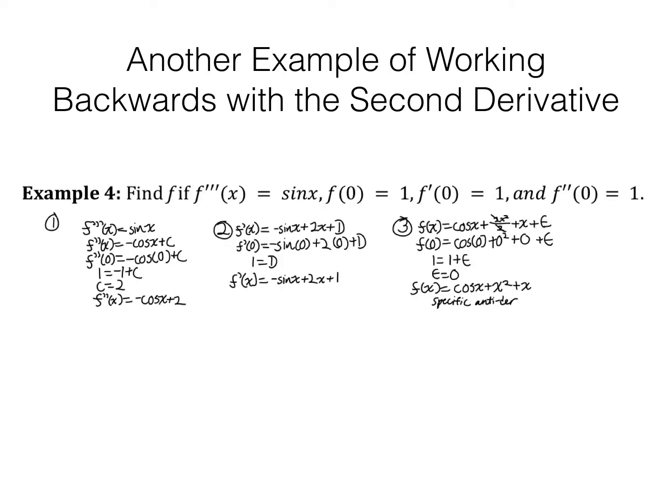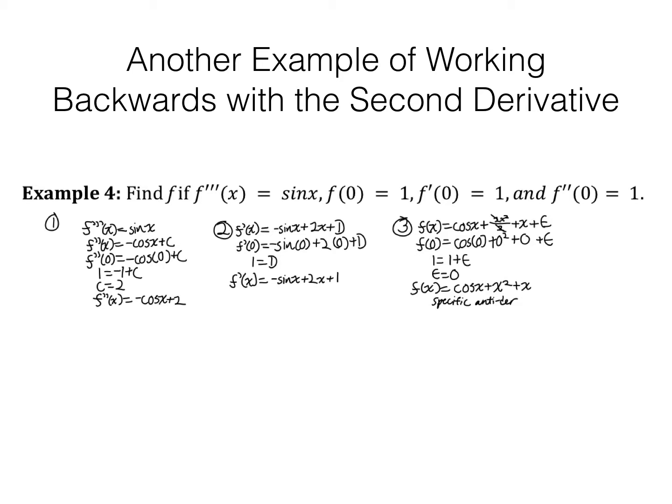Here's another example, by finding the second derivative. In this example, we have to find f if f triple prime of x equals sine of x, f of 0 equals 1, f prime of 0 equals 1, and f double prime of 0 equals 1. First we find the antiderivative of f triple prime of x to get the second derivative, which is simply negative cosine x plus c.